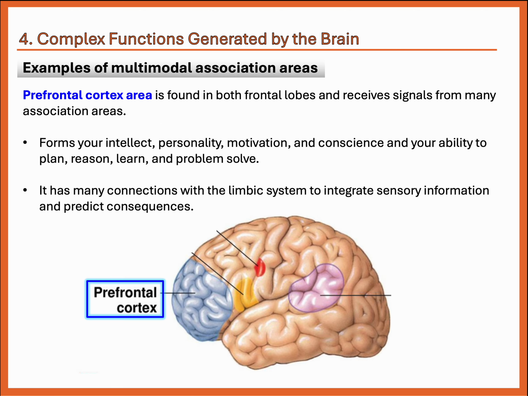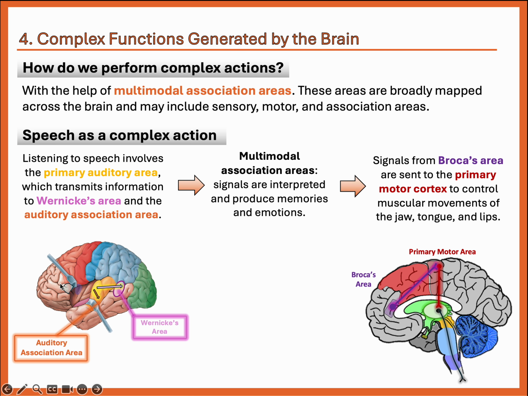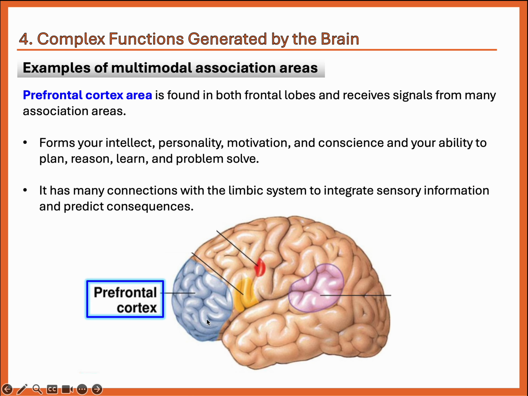An example of a multimodal association area is the prefrontal cortex. It's found in both the frontal lobes, and it receives signals from many association areas. This whole area here, prefrontal cortex, right? We always left it blank here, but this is a multimodal association area, which is very interesting. One of my favorite parts of the brain. This forms your intellect, your personality, most importantly, motivation to do things, right? Your consciousness, your ability to plan, reason, learn, problem solve.